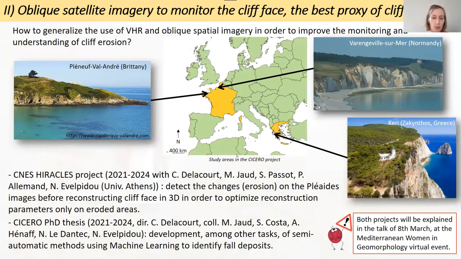So to do that, my research is based on 2 projects, Heracles and Cicero, studying 4 sites: 2 limestone rocky cliffs in Normandy and in Zakynthos Island in Greece, and a soft cliff site in Brittany. I won't develop on this project any further today because it will be explained in my talk of the 8th of March at the Mediterranean Women in Geomorphology virtual event.